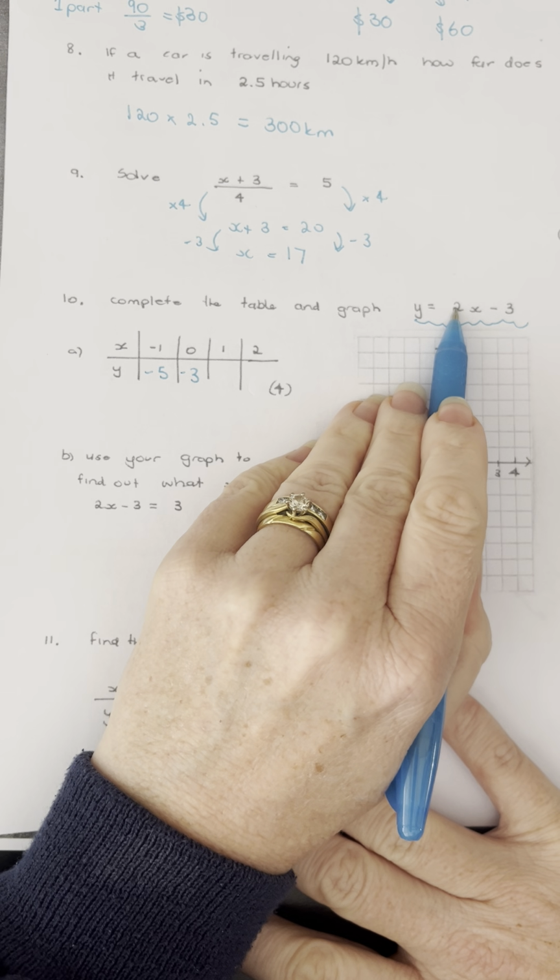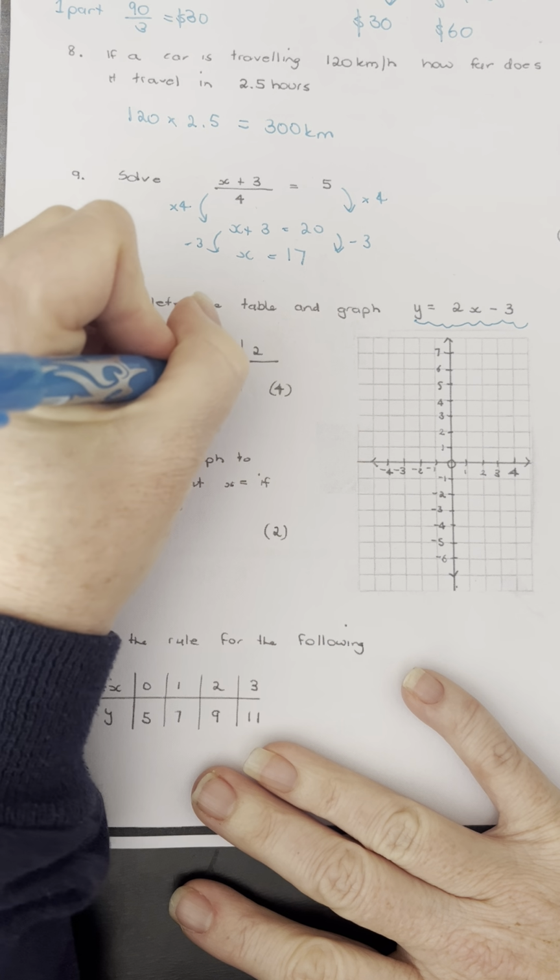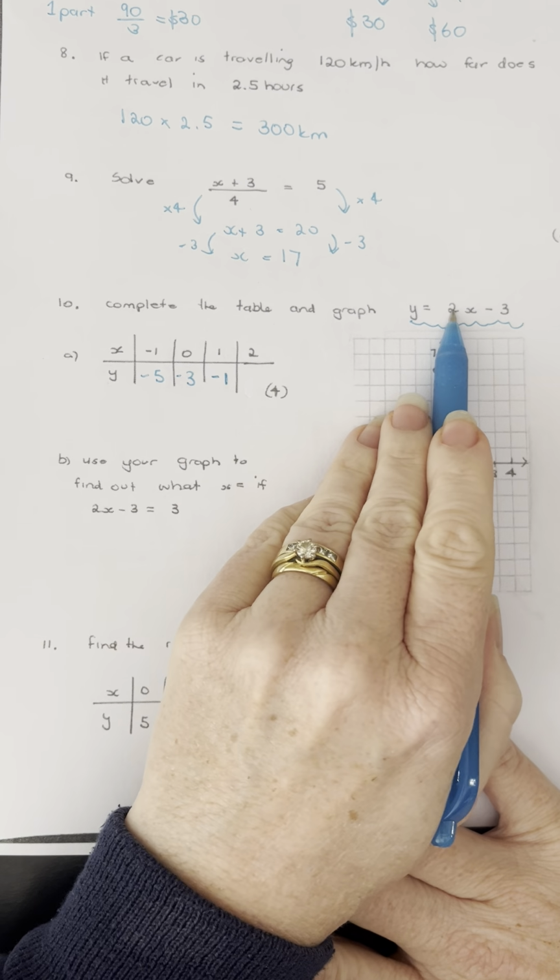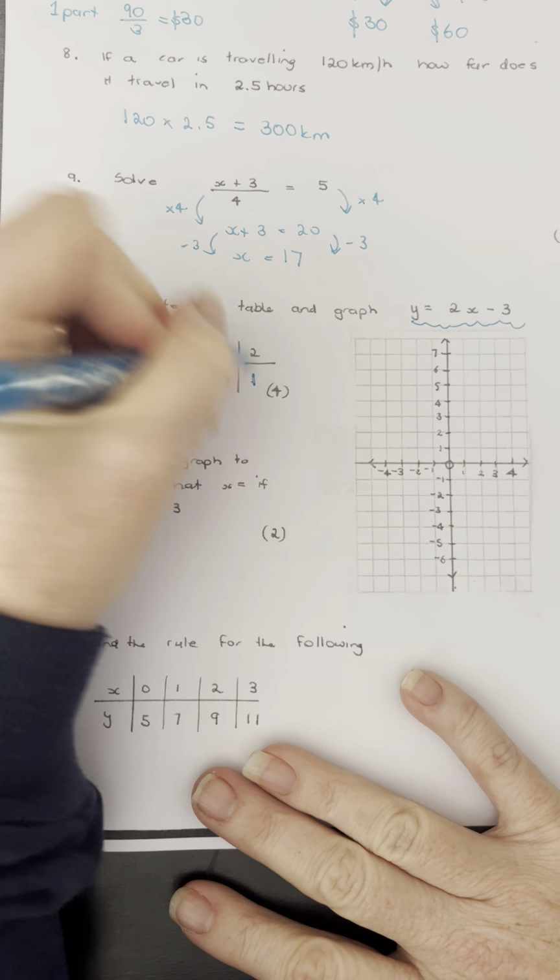1 times 2 is going to give me 2. When I take 3 away, I get negative 1. And 2 times 2 gives me 4. When I take 3 away, I get 1.